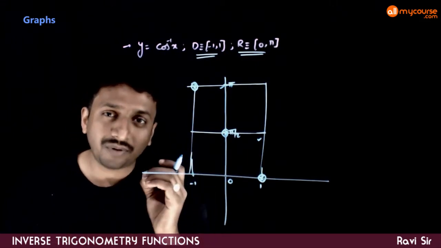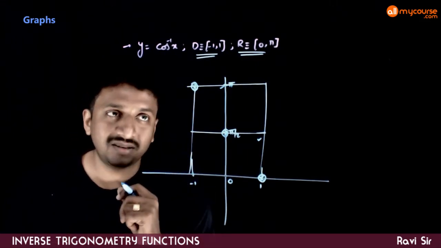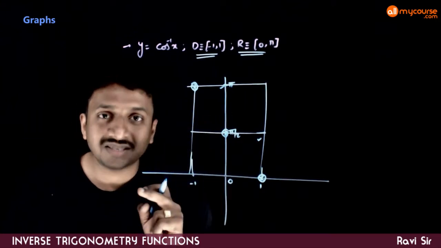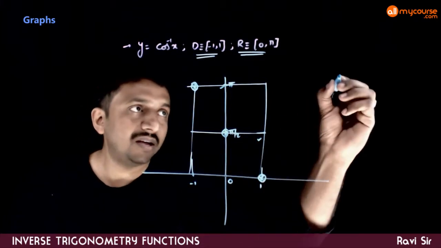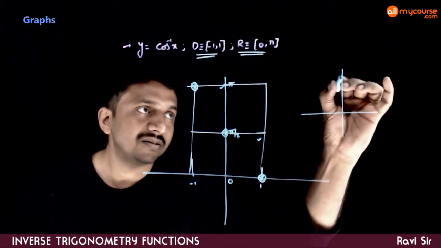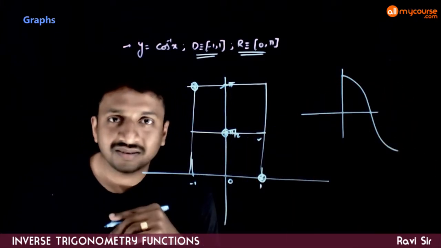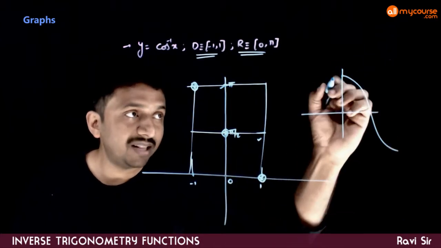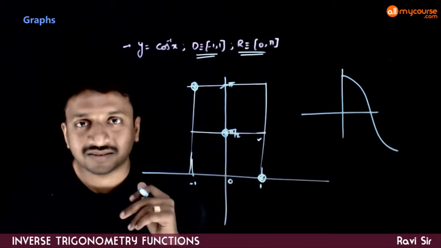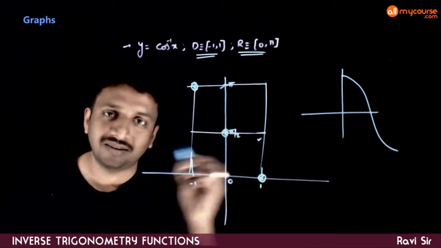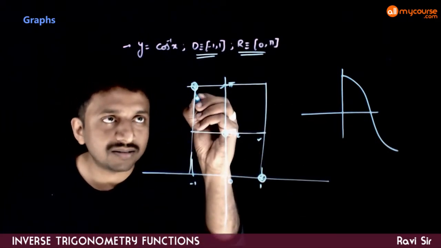How I usually remember is that the graph of cos inverse x does not look like the graph of cos x. If you take the graph of cos x from 0 to π, it looks something like this. So cos inverse x should not look like this. It cannot go like this. So the graph will look like this.